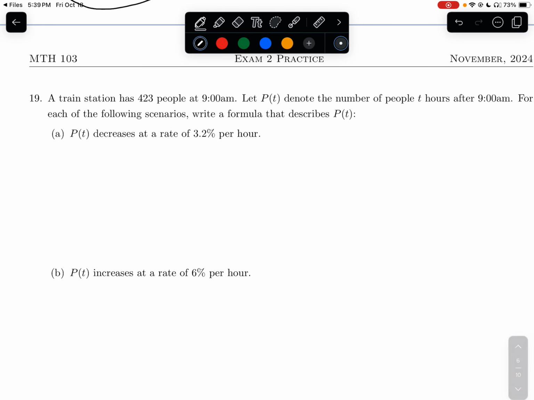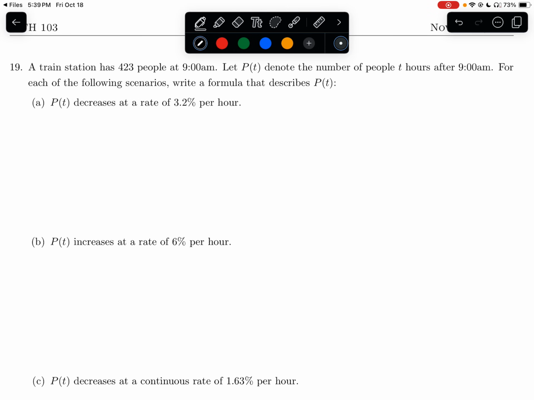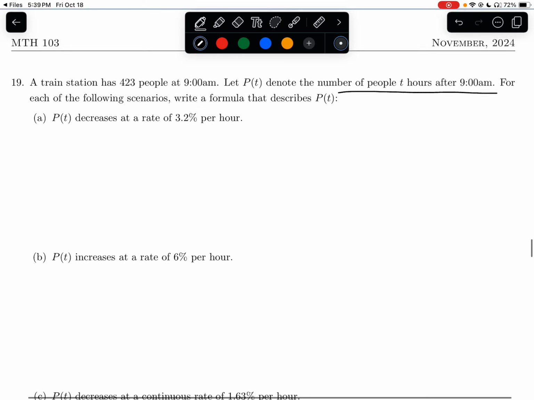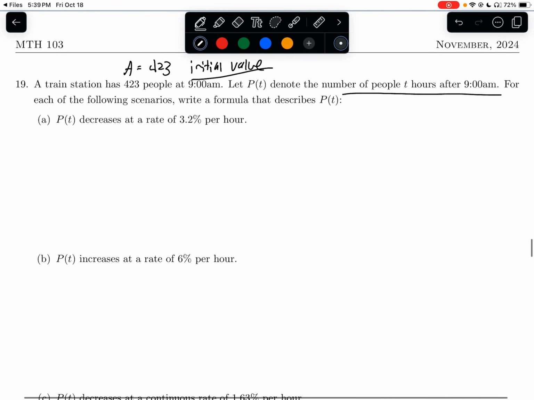Okay, a train station has 423 people at 9 a.m. The function here is denoting the number of people t hours after 9 a.m. So this tells us immediately that the initial value is 423. Initial value. So if it decreases at a rate of 3.2%, then r is negative 3.2%. Not k, because this is the normal growth rate, so it's r, and it's negative because it's decreasing. Writing this as a decimal would be 0.032.